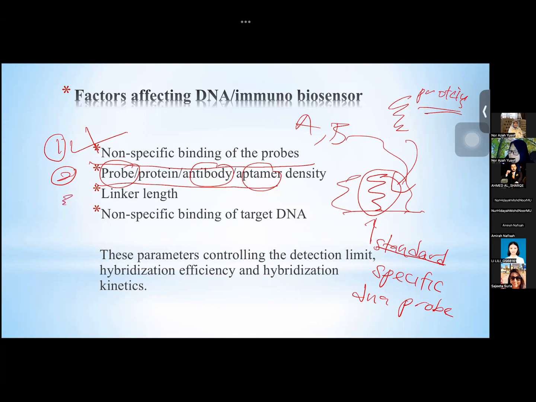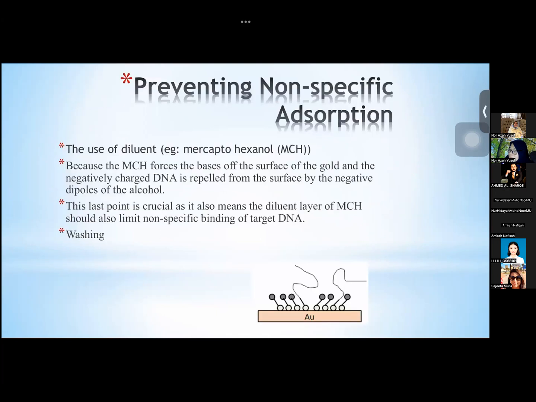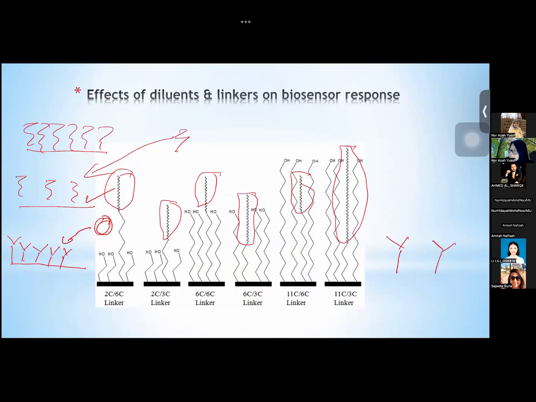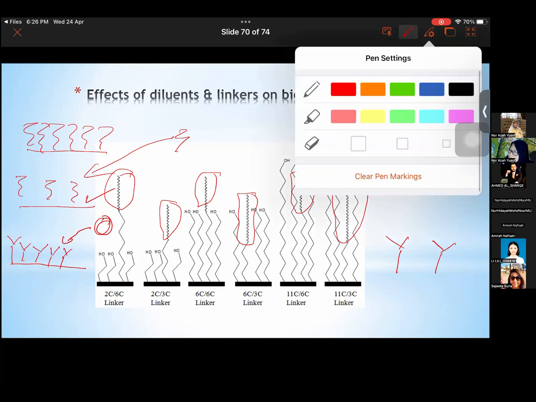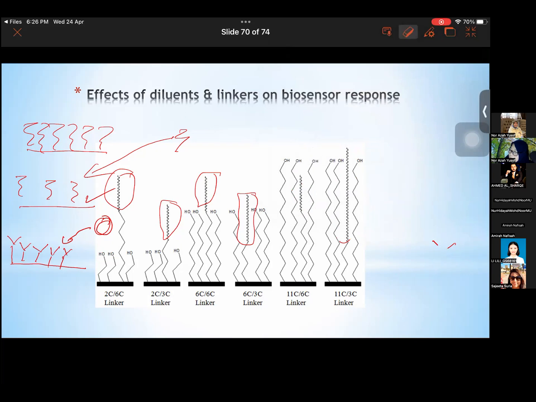And then what is linker? Okay. So here, if you look at the picture, all right, let me clean up a bit. What is this? Eraser. Okay. All right. So now you can see that this is the bioreceptor, right? So what are the extra things that you see? Those are what we call linkers here.